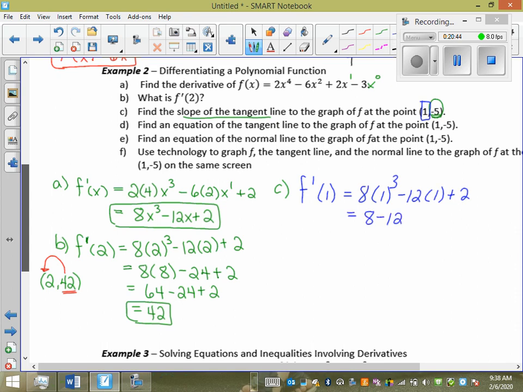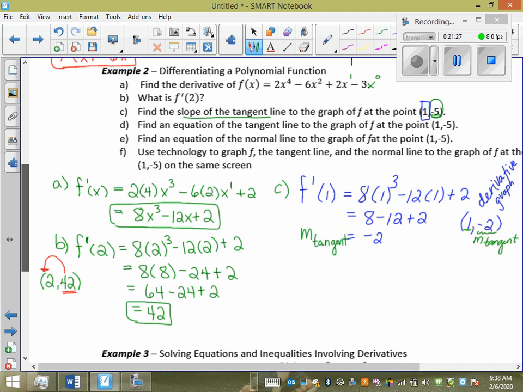Eight minus 12 plus 2. And so I get -2. So I have a coordinate at 1 and -2 on the derivative graph, correct? What does the point on the derivative graph mean? This is my x, this is my m tan. Right? My y value on my first derivative graph is always my tangent at the x value. So they want us to find the slope of the tangent line. This is m tangent.